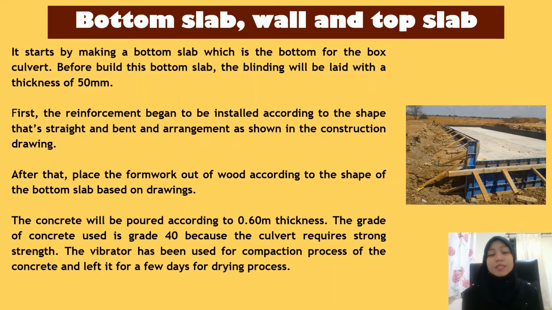The next one is the bottom slab, wall and top slab. This box culvert is made at the construction site. It starts by making the bottom slab, which is the base of the box culvert. Before building this bottom slab, the blinding will be laid with a thickness of 50 millimeters. First, the reinforcement begins to be installed according to the shape, straight and bent, and arrangement as shown in the construction drawing.